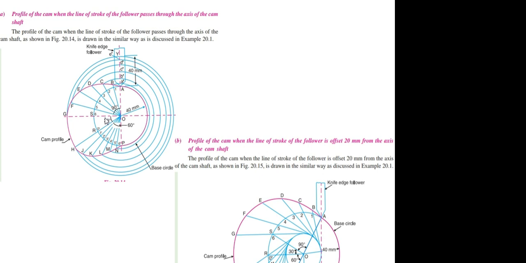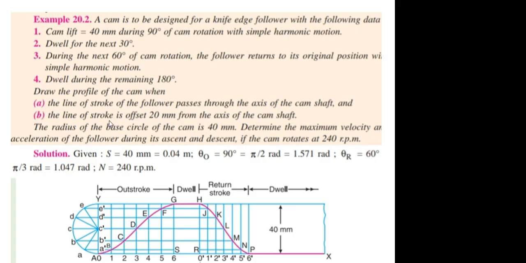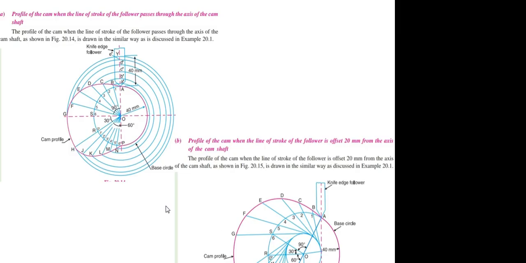There is no need to divide the dwell period, as in the displacement diagram we have not divided that. Then theta R is also divided in 6 equal parts, that is 10 degrees for each part. Mark 1 dash, 2 dash, 3 dash, 4 dash, 5 dash and 6 dash on the base circle. Then join 1 dash with O and extend it, 2 dash with O and extend it, and likewise all these points with the center of the cam O, extending outside the base circle.